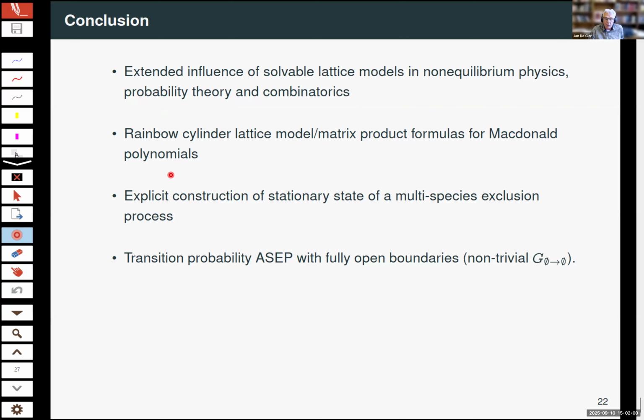So I showed you a rainbow cylinder lattice model matrix product formula for Macdonald polynomials, which is very explicit. So unfortunately, we don't have anything like this for Koornwinder polynomials, which we'd love to have, but there are major technical obstacles there. Applications are to multi-species exclusion processes and transition probabilities for ASEP with fully open boundaries. And that's where I'll end. Thank you.